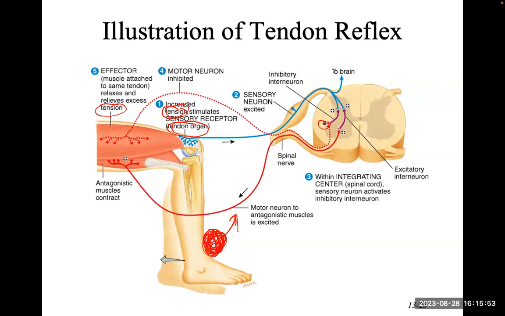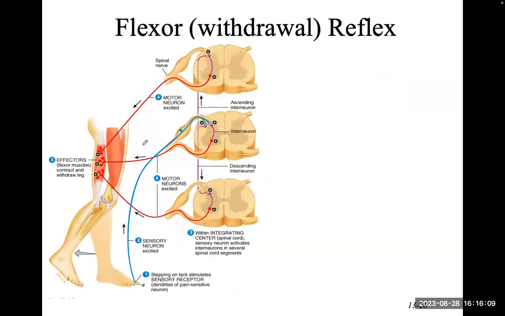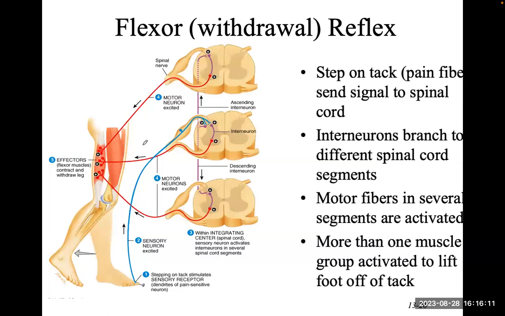the leg. This relationship between agonist and antagonist, the way it works together, is called Sherrington's law, or the law of reciprocal inhibition or reciprocal innervation. Okay, it works. It's that functional relationship together.